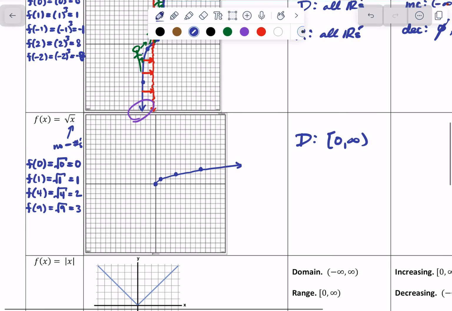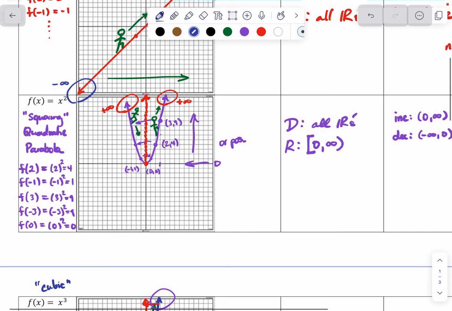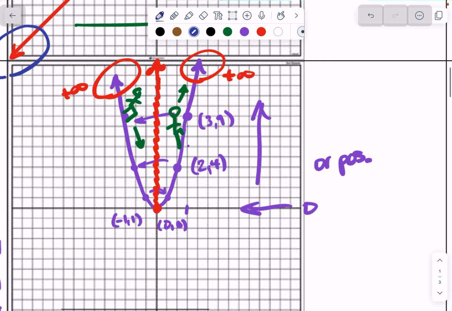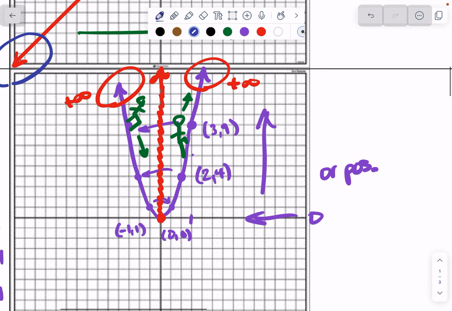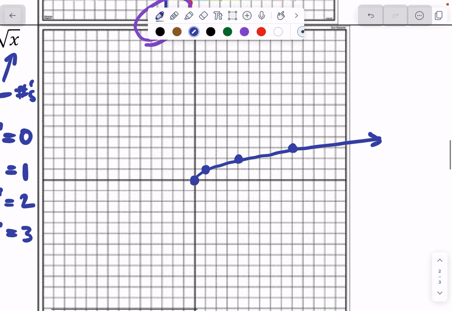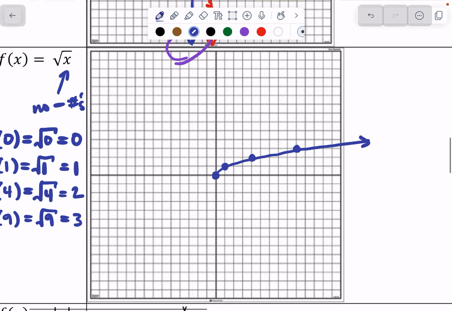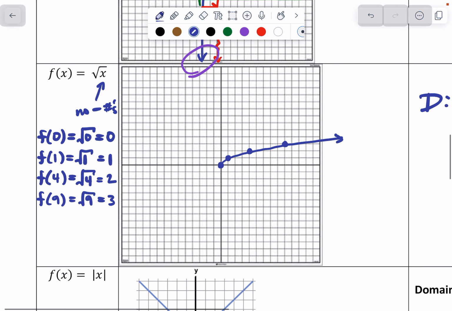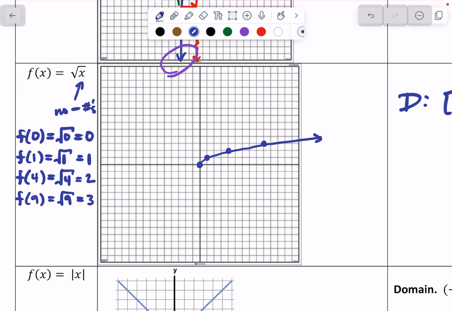So you might notice, right, if you look back up towards our parabola here, imagine taking that left side of that parabola, rotating it clockwise, you actually end up getting this exact shape, right? So that's not a coincidence. Square roots are kind of the opposite of squaring.